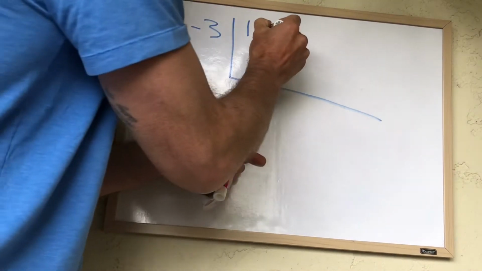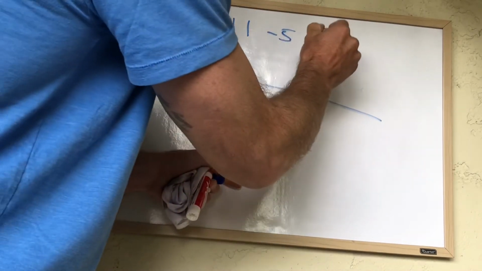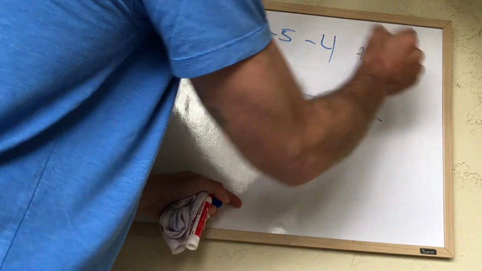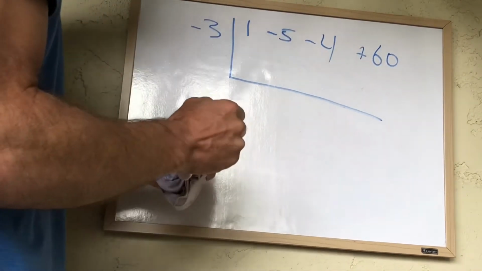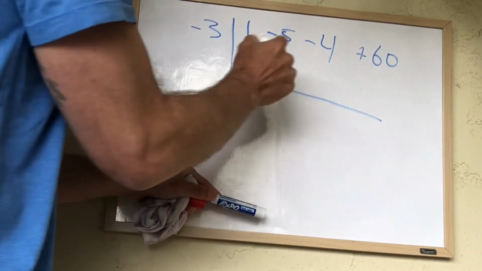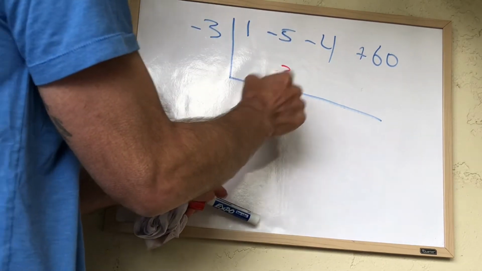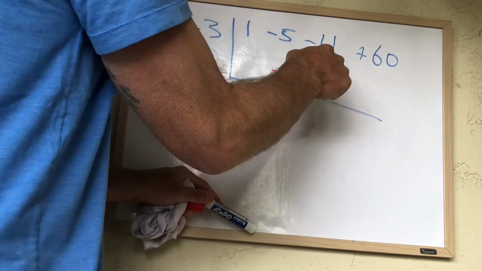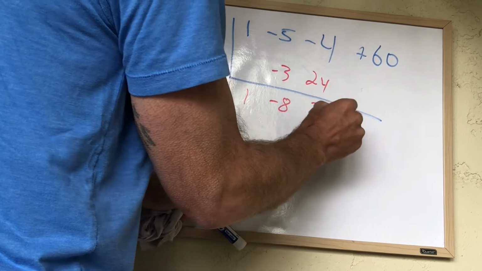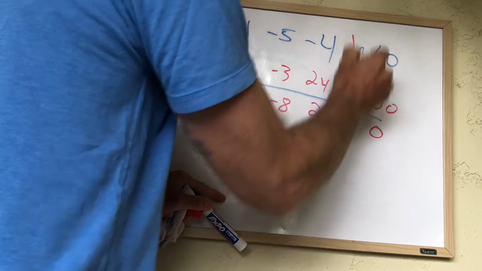1x to the third minus 5x squared minus 4x plus 60. Now this isn't going to have a remainder because it's going to go in evenly. So what I'm going to do is bring down your first term. 1 times negative 3 is negative 3. This is going to give me negative 8. Negative 3 times negative 8 is positive 24. 24 and negative 4 gives me 20. Negative 3 times 20 is negative 60, which gives me a remainder of 0.